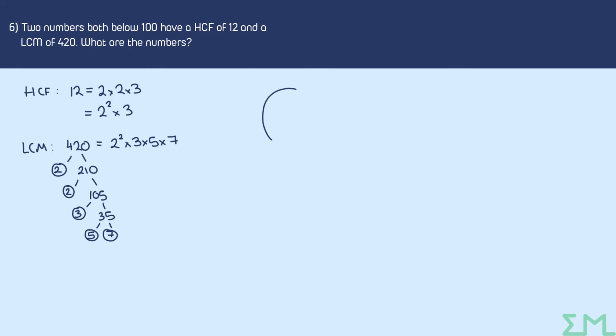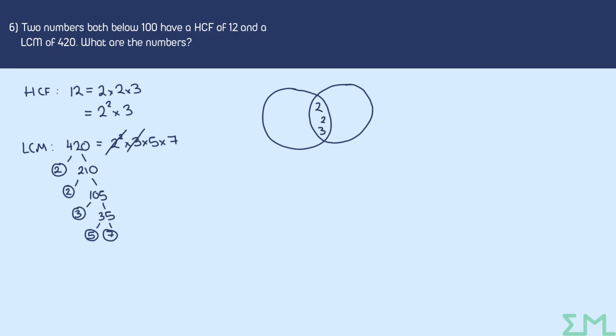So if we think about the Venn diagram for this, we can't label our circles because we don't know what the two numbers are. But we do know that there's a 2, a 2, and a 3 in the overlap. And there's nothing more in this overlap because if there was, our HCF would be larger. If we look at our LCM, we now know that 2 squared is already in the overlap, so we don't need to worry about that. And our 3 is already in the overlap, which leaves us with a 5 and a 7.